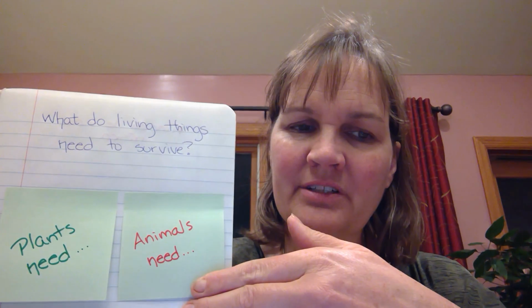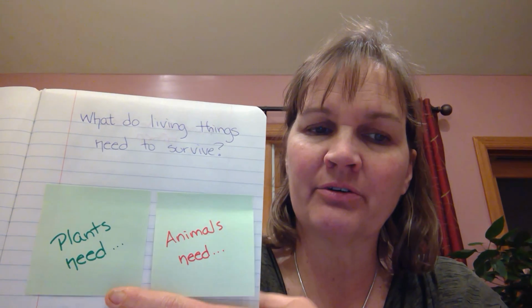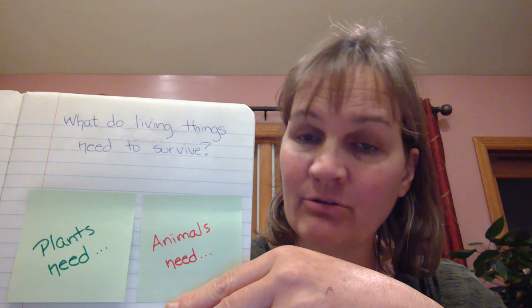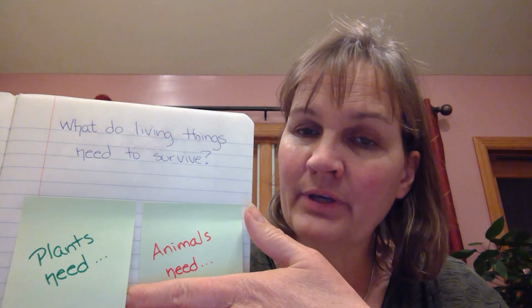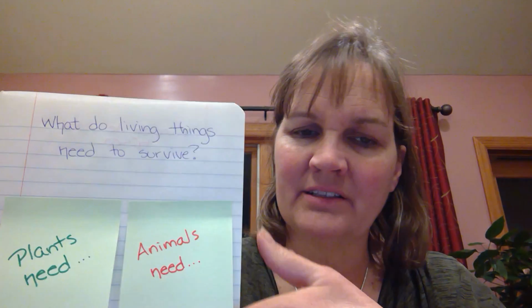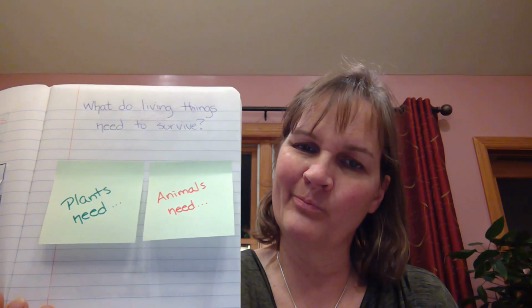So I just put Post-it notes here. Okay. And we're talking about living things. So they're either plants or they're animals. Those are our living things, plants and animals. Okay. And so if you can't print, don't worry. You're going to write the answers right underneath and you're going to have an interactive notebook at home.